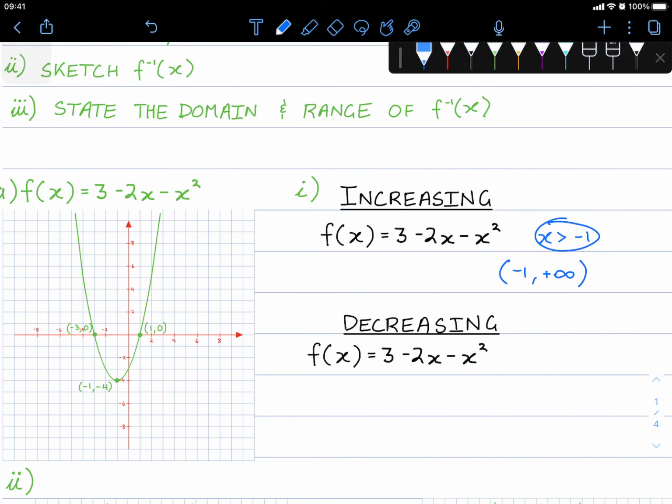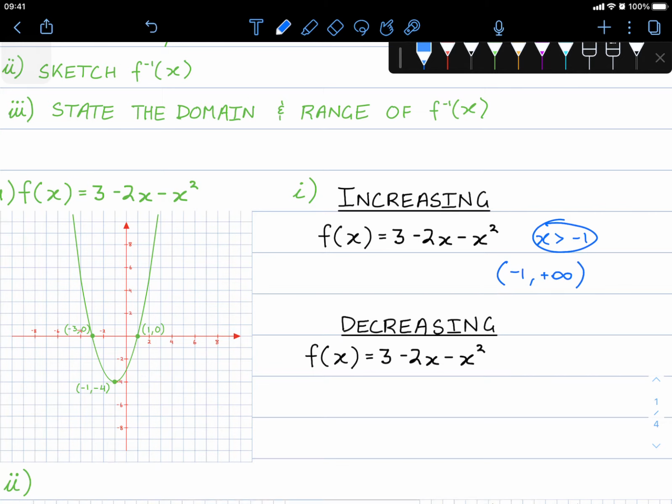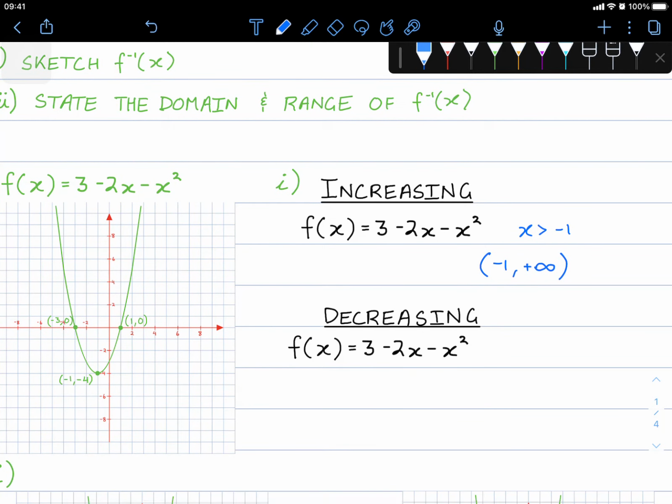Well, if to the right it's increasing, as you can see from the graph, it's decreasing to the left of -1. So it's decreasing from x is less than -1, or in bracket notation from -infinity to -1.